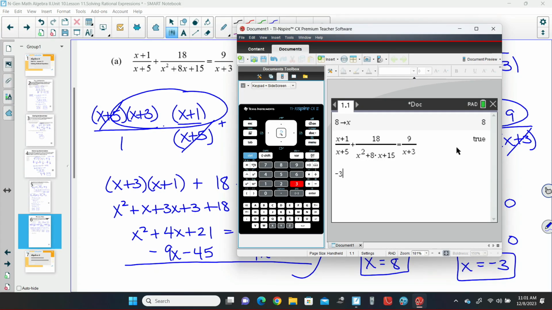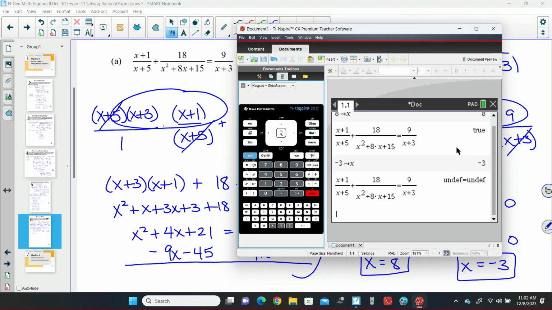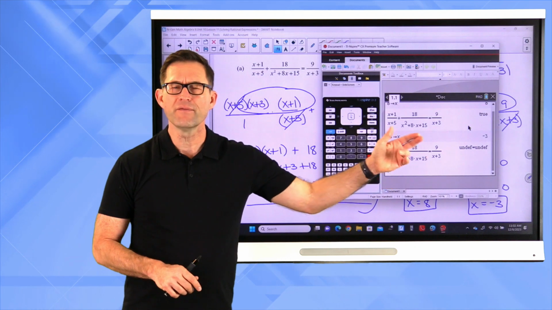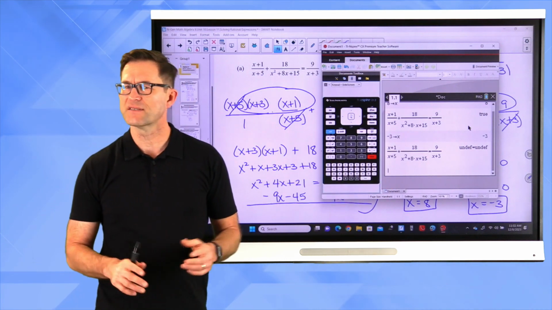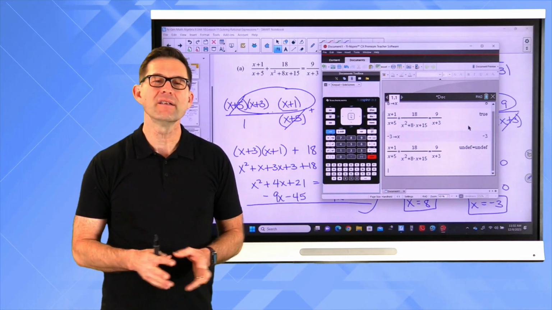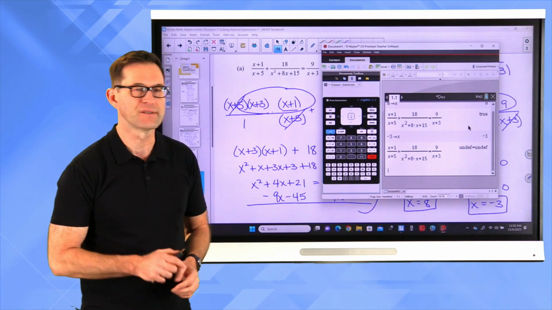Now let's take -3. Let's store it for x. Now the cool thing is I don't have to type out the equation again. I can just keep hitting my up arrow until I get my equation back. Right? So I haven't hit enter yet. I've got x equals -3. And now I get undef equals undef. What it really is, undefined equals undefined. Doesn't say true, doesn't say false. I kind of wish it said false, but it says undefined is equal to undefined, which really means x equals -3 is not a solution.